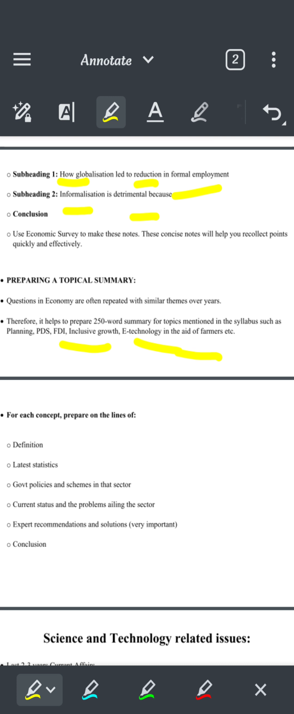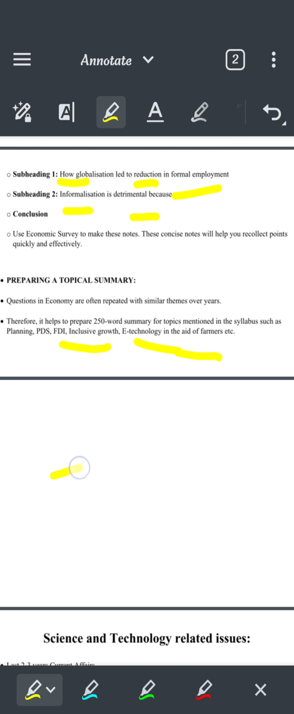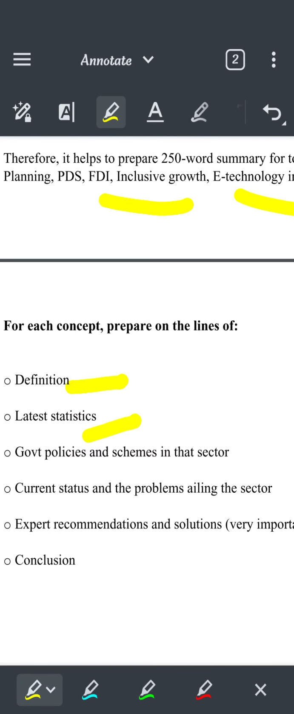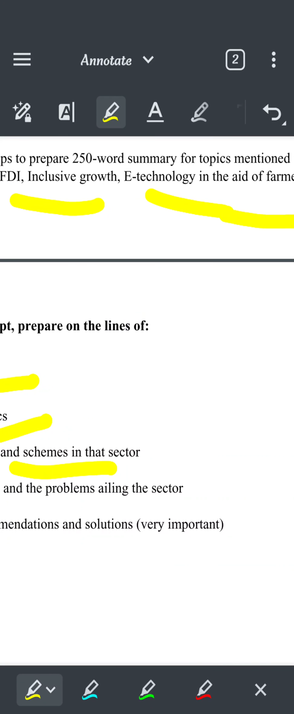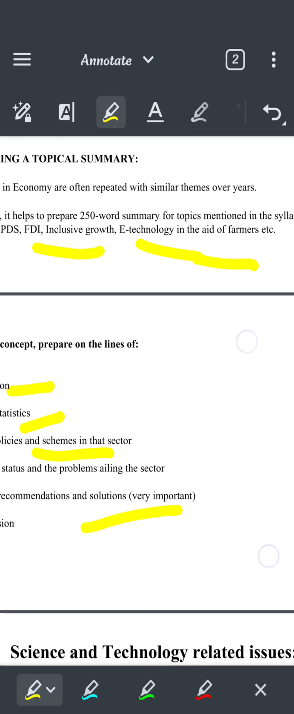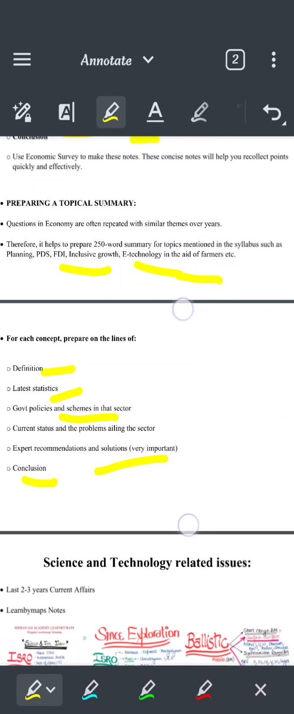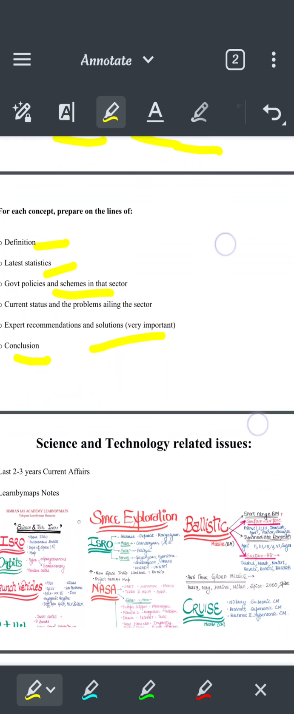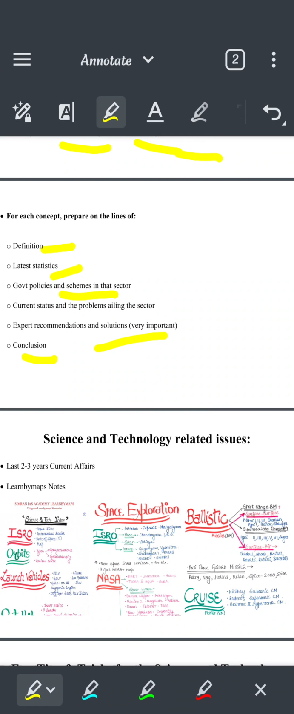Okay, so for each concept, prepare on the lines of definition, latest statistic, government policies and schemes in that sector, expert recommendations and solutions. They are very, very important. Next is the conclusion. Okay, so next topic is the science and technology related issues.